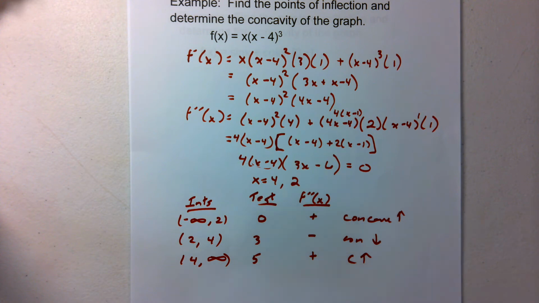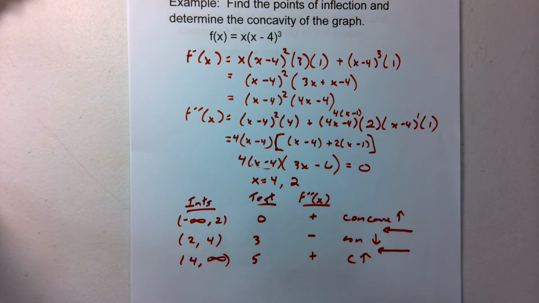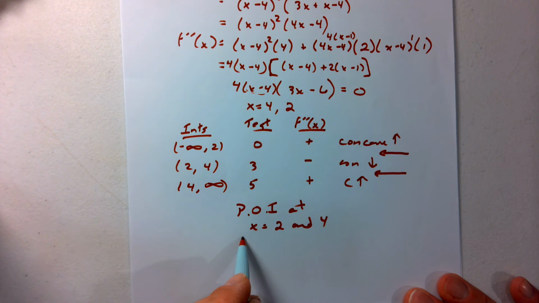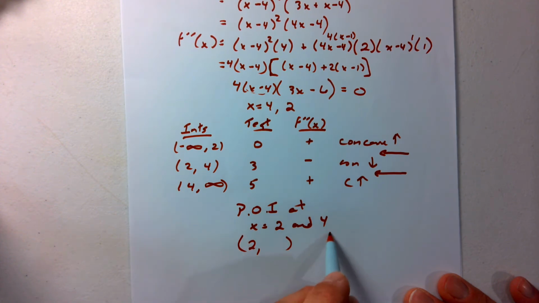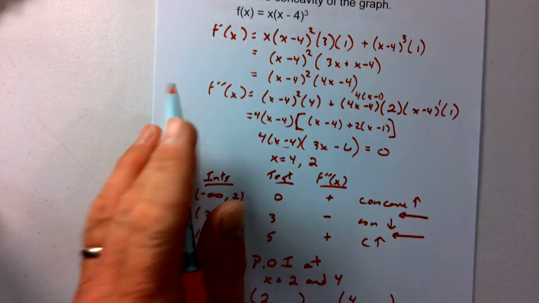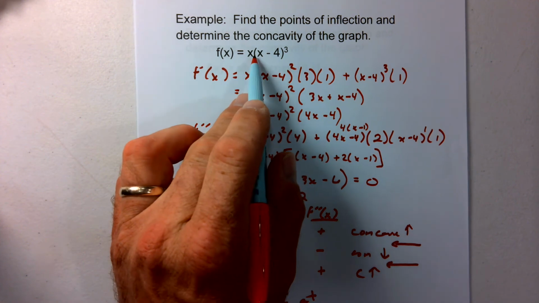Notice I've abbreviated quite quickly. Normally a C up tells us that we're concave up. More importantly, I have a point of inflection at these 2 points. I have a point of inflection at x equals 2 and 4. We can also give those values, so I can take my 2 and I can plug my 4 in to the original function to get that point out.